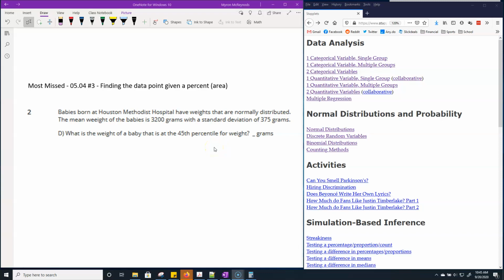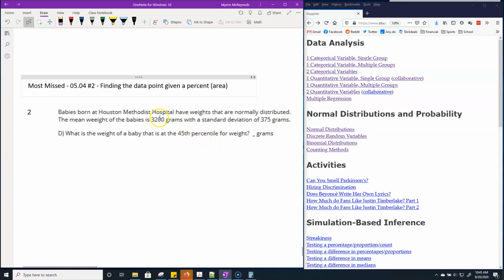All right, class, the next type of problem you will see, and this is the most missed one on the test, was 5.04, number 2 actually. It's finding a data point when you're given the percentage or area. See, we're given the percentile right there.